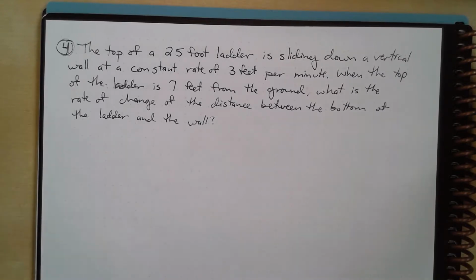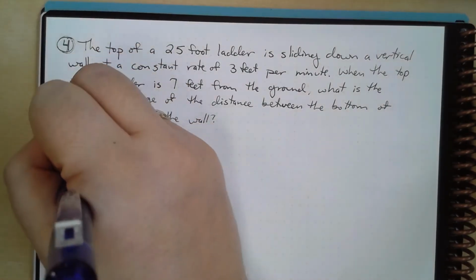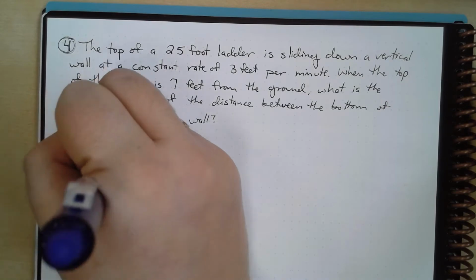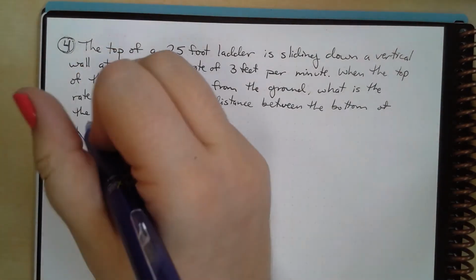Now, I'll tell you, I've seen problems like this in calculus time and time again. A lot of times with a problem like this, I find it easiest to draw it out a little bit. So I've got a wall there, and I've got a ladder against that wall, okay? So the ladder's 25 feet.